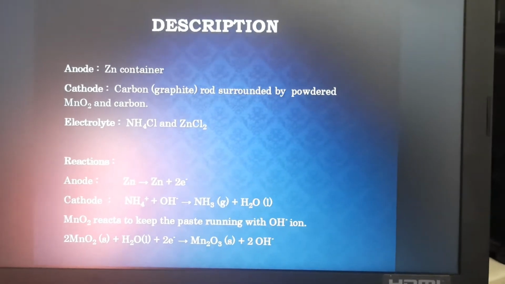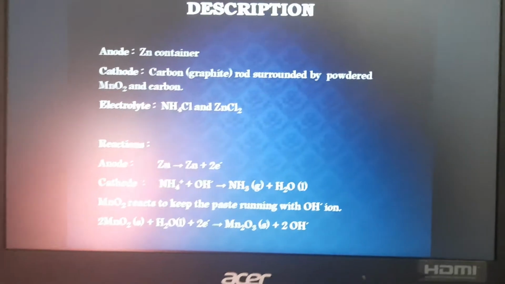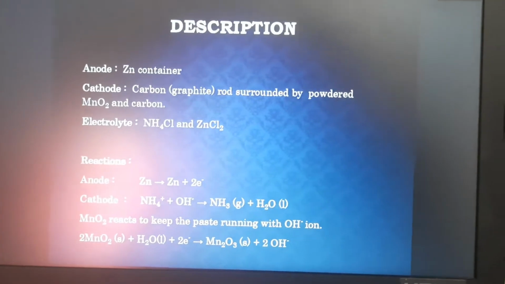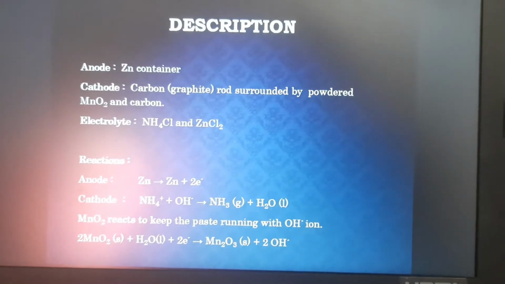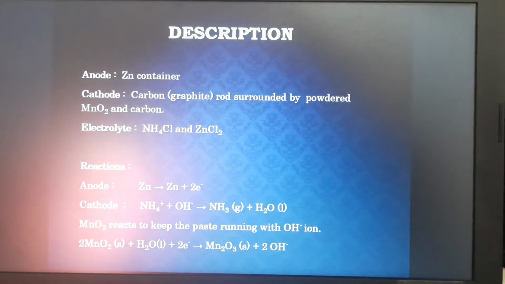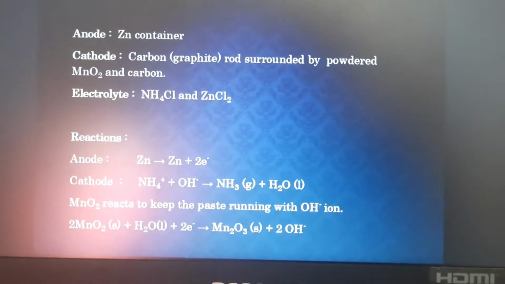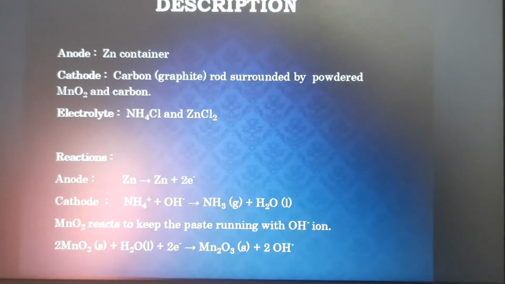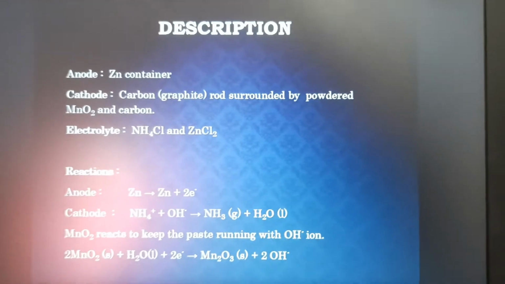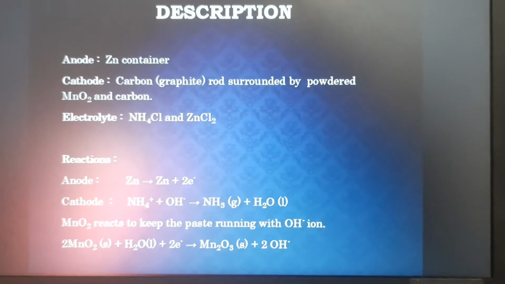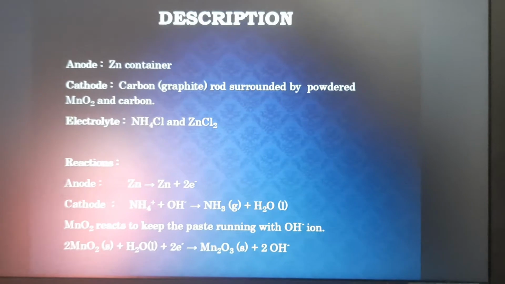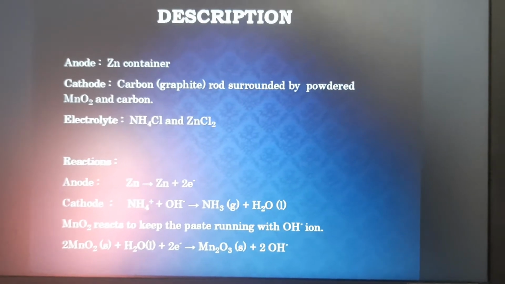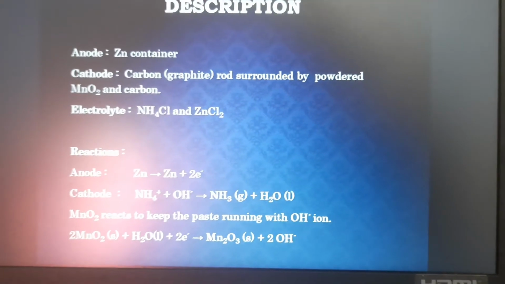So the cathode will produce hydroxide ion, and it will eventually turn into ammonia. It will produce ammonia, and manganese dioxide will react to keep the paste running with hydroxide ion. So this is the total cell reaction, you can see. This is the total cell reaction for the dry cell. Manganese dioxide here helps to produce hydroxide ion, and it keeps the cell running.